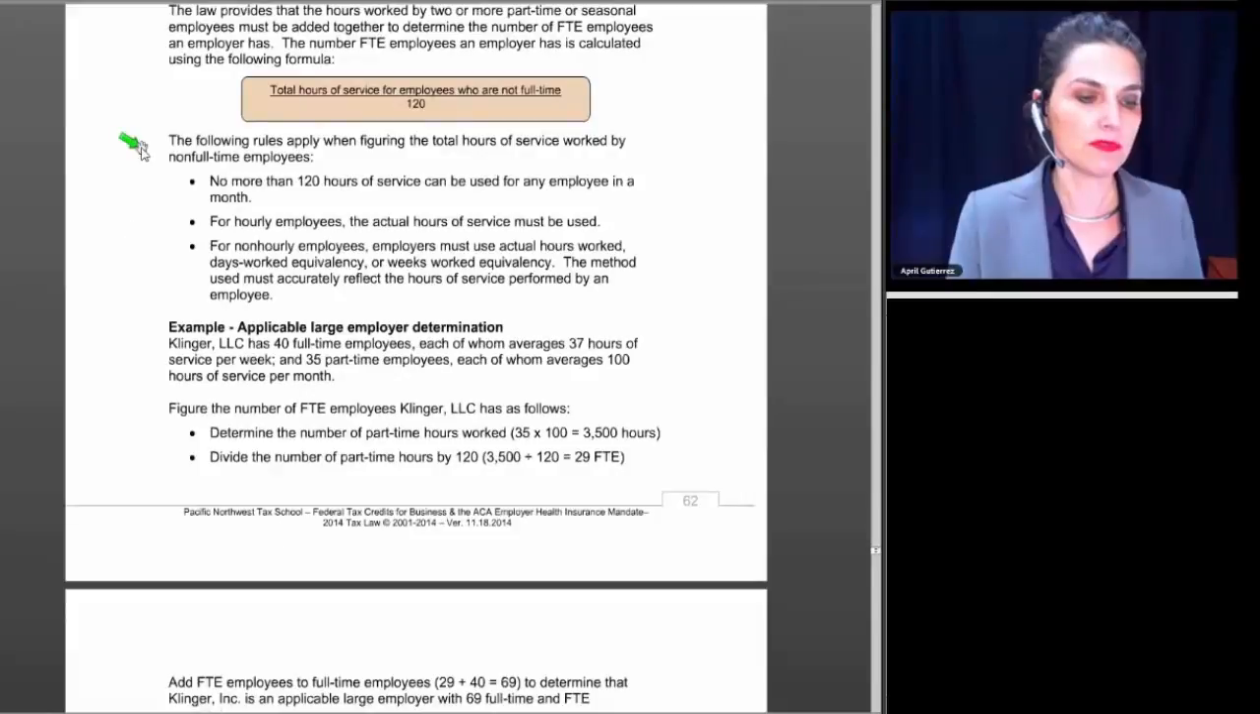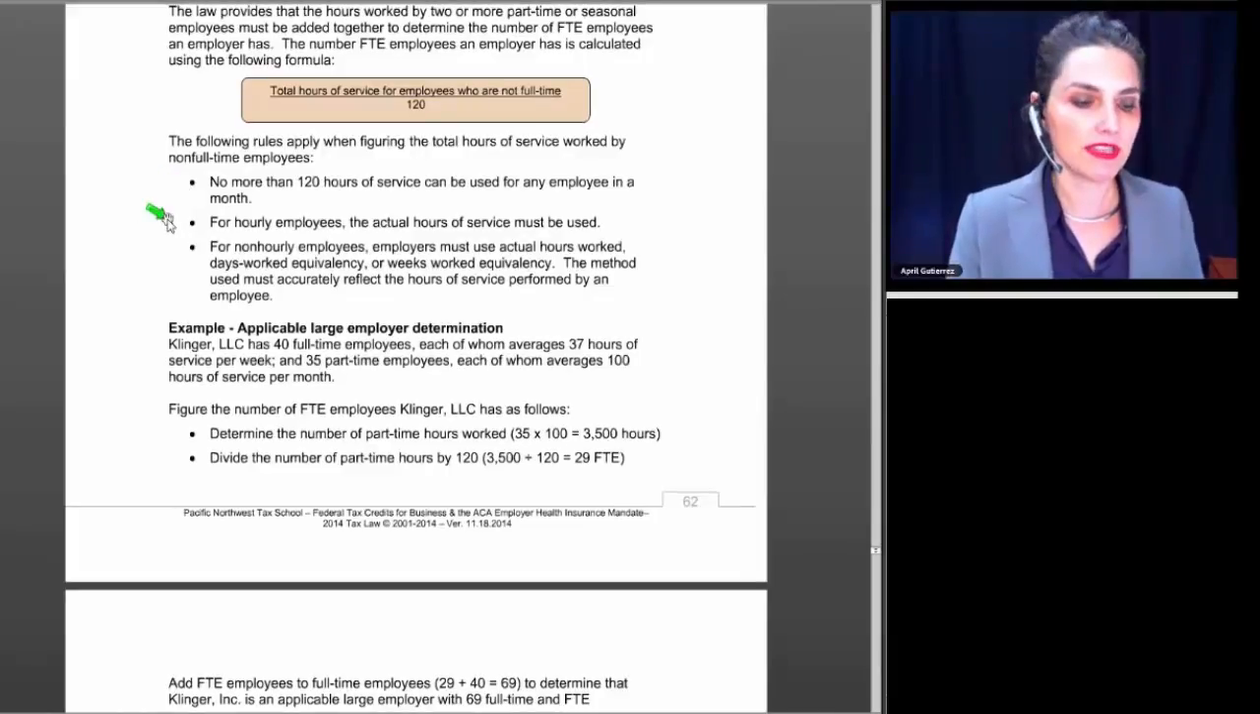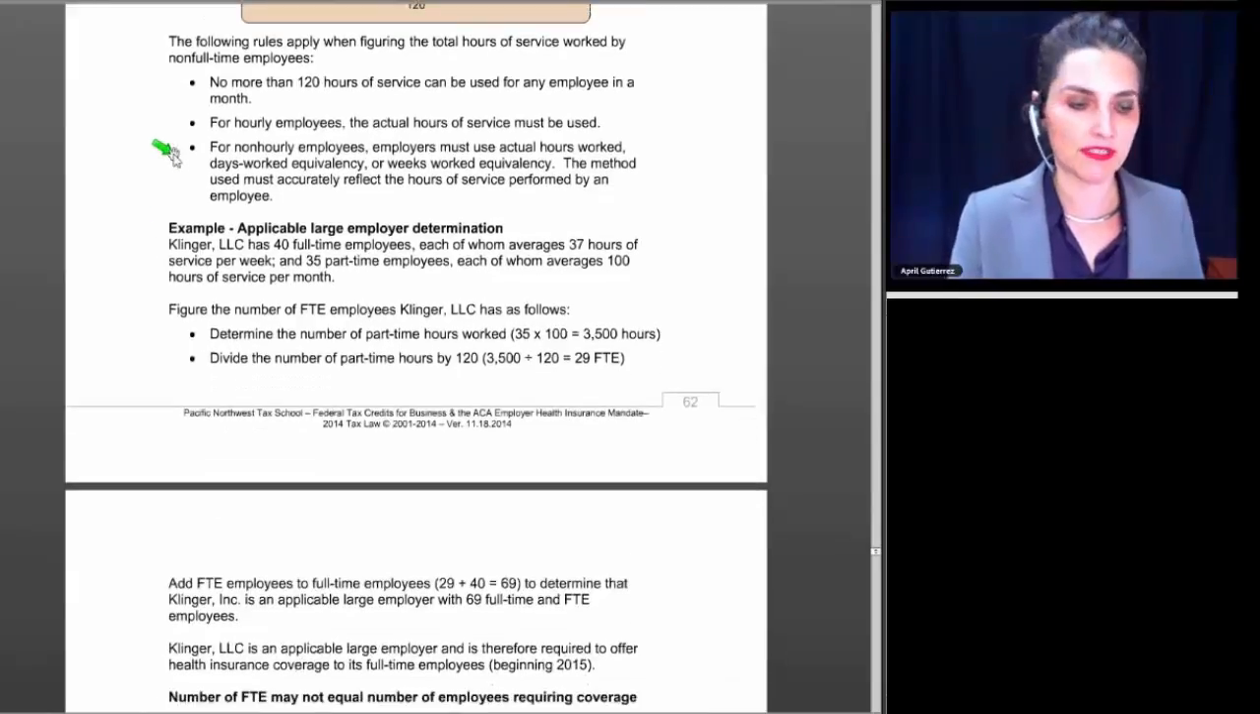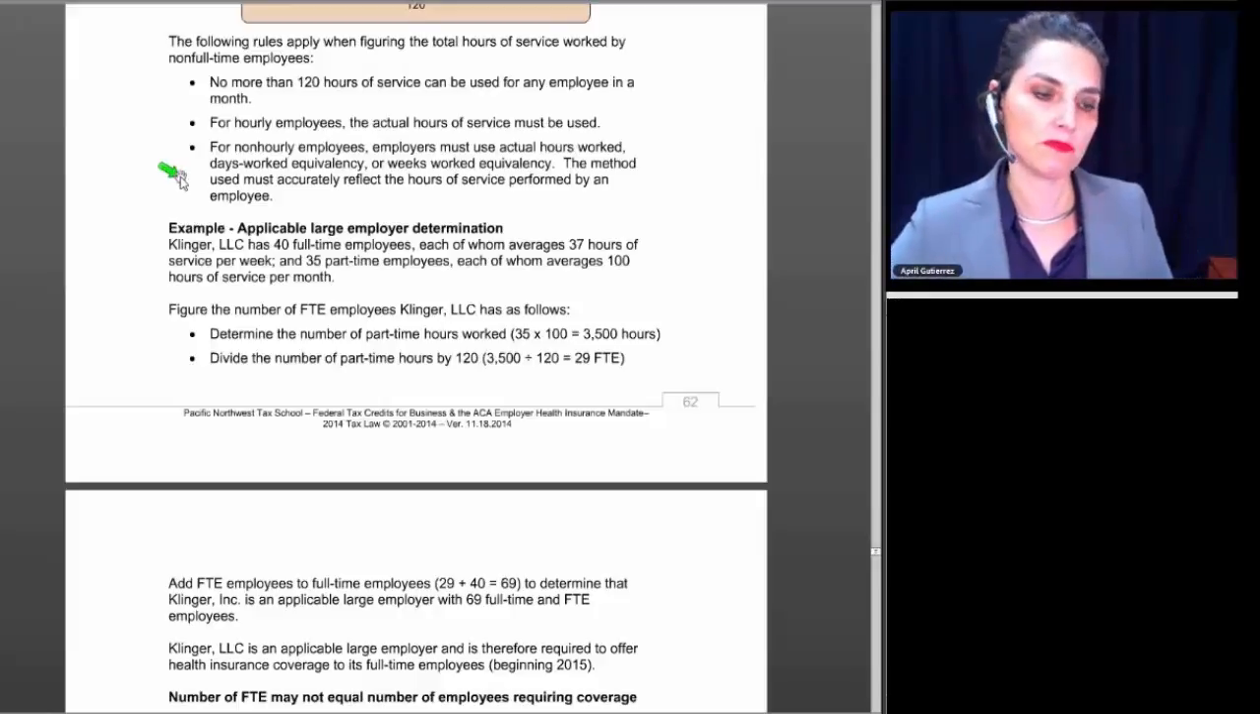The following rules apply when figuring the total hours of service worked by non-full-time employees. No more than 120 hours of service can be used for any employee in a month. For hourly employees, the actual hours of service must be used. And for non-hourly employees, employers must use the actual hours worked, days worked equivalency, or weeks worked equivalency. The method used must accurately reflect the hours of service performed by an employee.